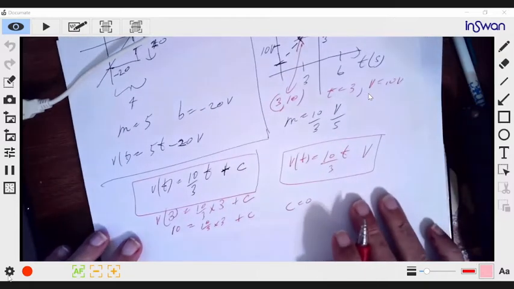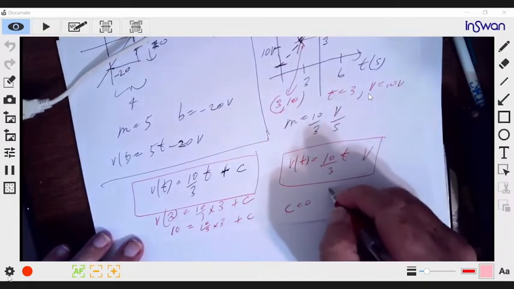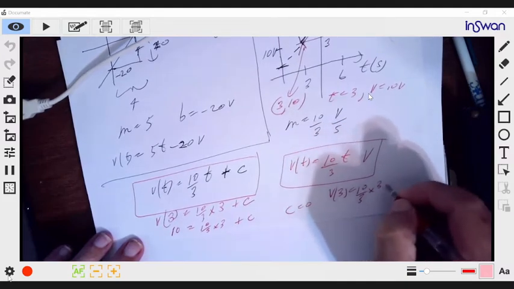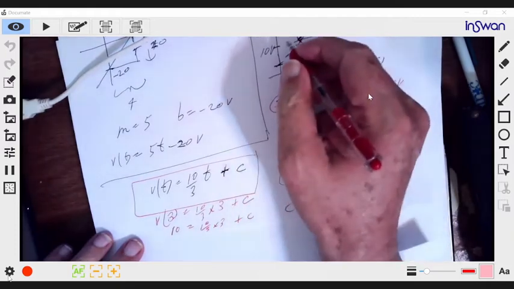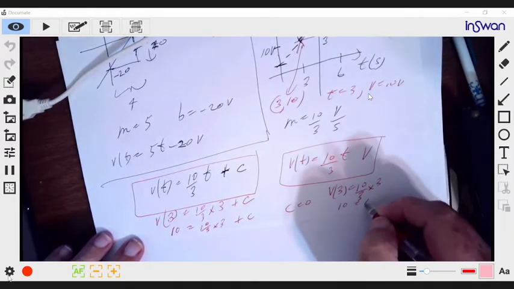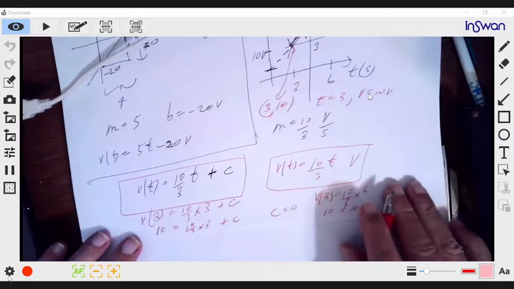And let's prove that. First of all, let's put t equals 3 back there. So V of 3 equals 10/3 times 3, and V of 3 is 10 volts. 10 equals 10. Correct.